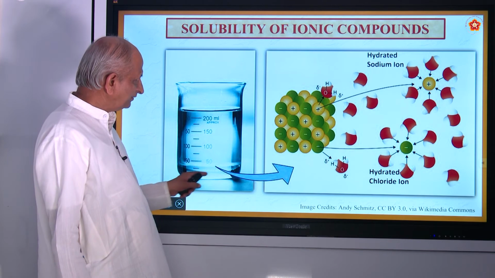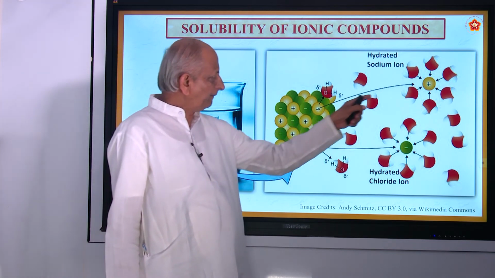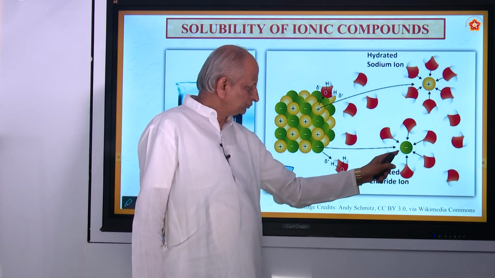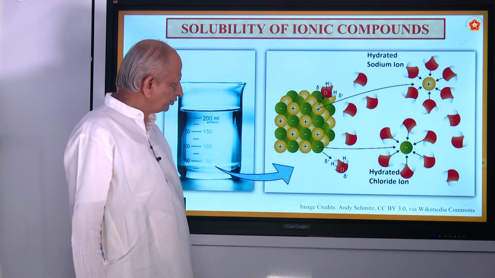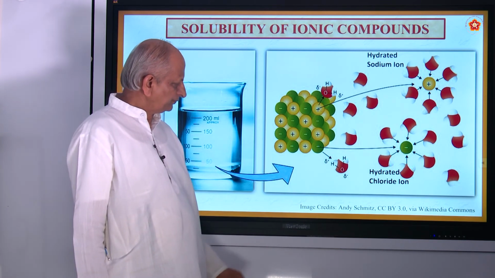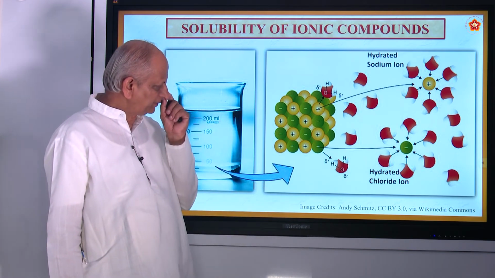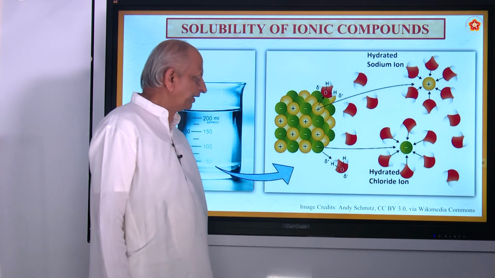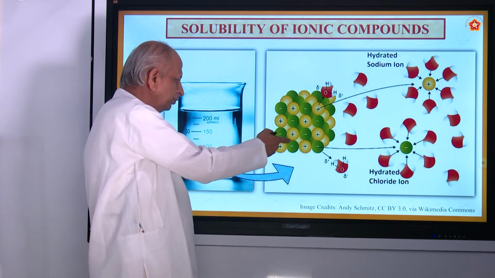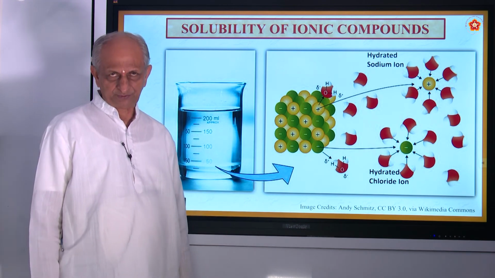So, this is the water taken. And this is what actually happens. This is sodium chloride, with the positive sodium ions and the chloride ions. So, when water is added to this, it breaks up into ions. Here, the red color represents hydrogen and the white color represents chlorine. Okay, this is how ionic solubility comes about. When a salt is added to water, it breaks up into sodium ions and chloride ions.